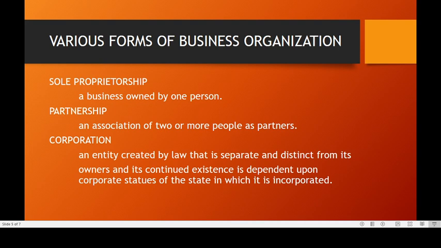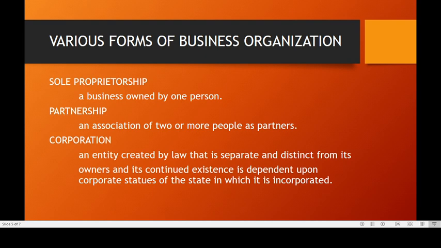Ano po ibig sabihin ng unlimited liability? Ibig sabihin, whatever the proprietor contributed to the business, and in case the business will be bankrupt, ha, yung liability will not end lang sa assets ng business. Instead, it will go to your personal assets as proprietor. Yun din isang difference ng sole proprietorship to other forms of business organization. So that is sole proprietorship.